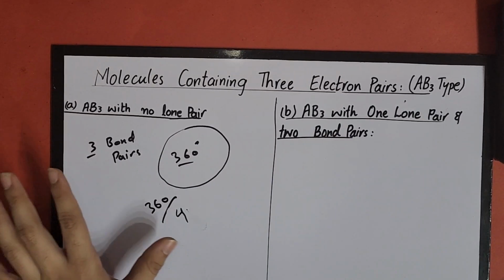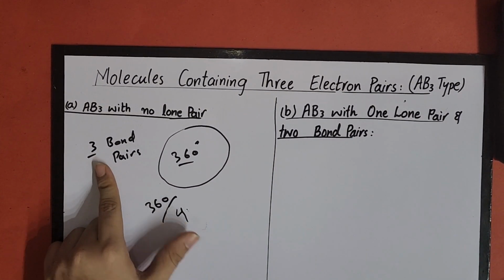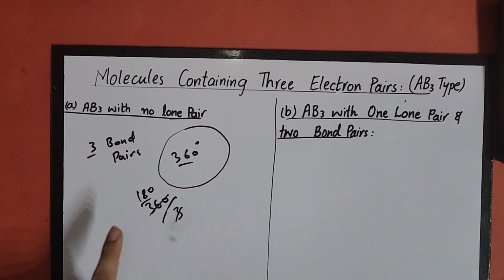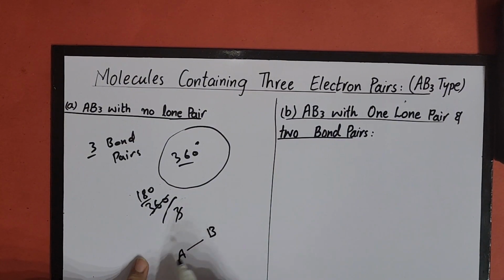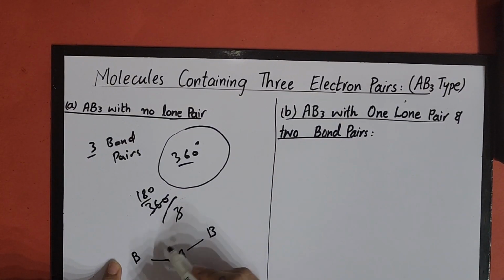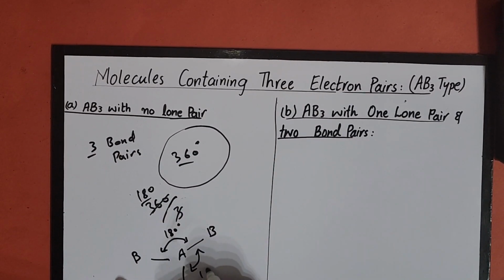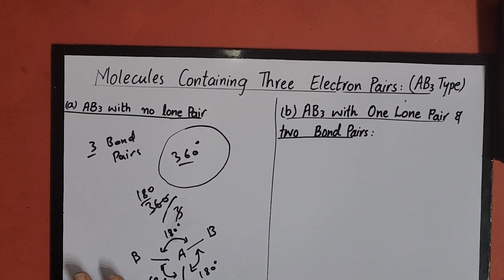So in such molecules, 2 electron pairs around the central atom are arranged at the farthest distance apart at an angle of 180 degrees, if you divide 360 by 2. For example, here is a molecule, and 3 B molecules are attached to it. The distance between two B molecules is 180 degrees. Here is also 180 degrees, and here is also 180 degrees. So these are maximally apart from each other to reduce the repulsion force. Alright, so let's discuss its examples.